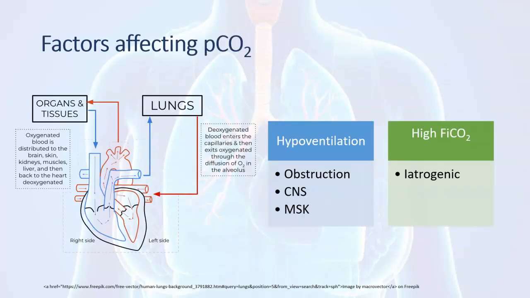Okay, so let's look at the factors affecting the concentration or the partial pressure of CO2 in the blood, PCO2. Briefly, let's remind ourselves of the characteristics of this gas. It's highly soluble. It diffuses readily across membranes. It's produced in the tissues as a byproduct of tissue respiration and excreted in the lungs.